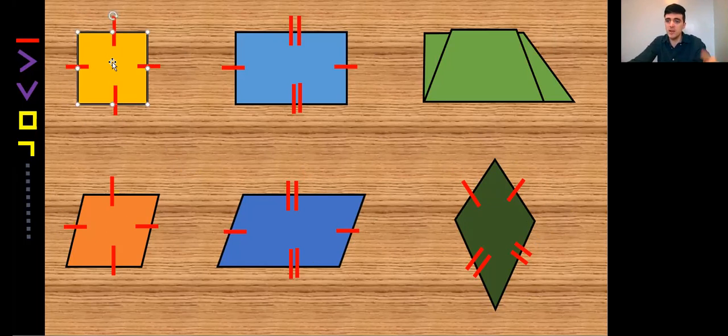So, kind of a trick question for you. Is a square a kite? What do you think? It is. Technically, a square and a rhombus are examples of kites because they follow that one rule where these 2 sides are the same and these 2 sides are the same.